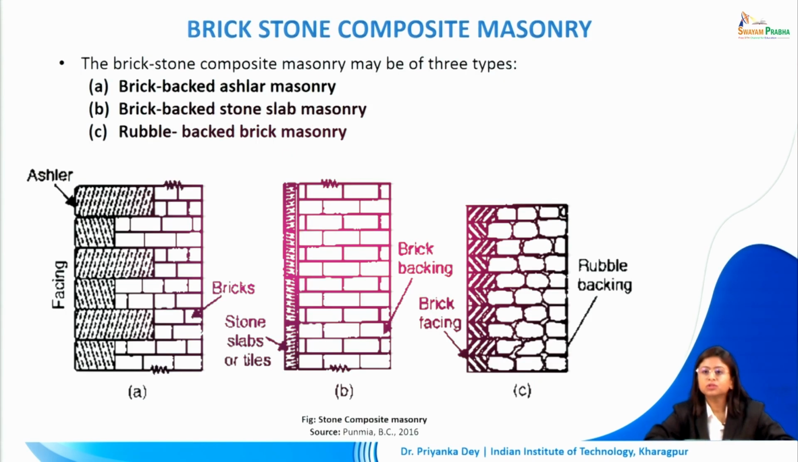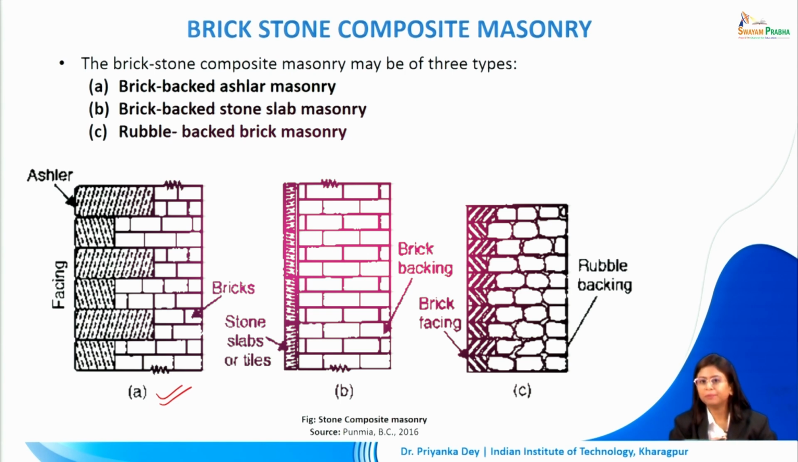Just like stone composite masonry, we can also go for a combination of brick and stone composite masonry. The brick stone composite masonry may essentially be of three types. The first is brick backed ashlar masonry. As the name suggests, as we can see in this particular figure, the facing of the front wall is made up of ashlar and the backing is completely made up of bricks.